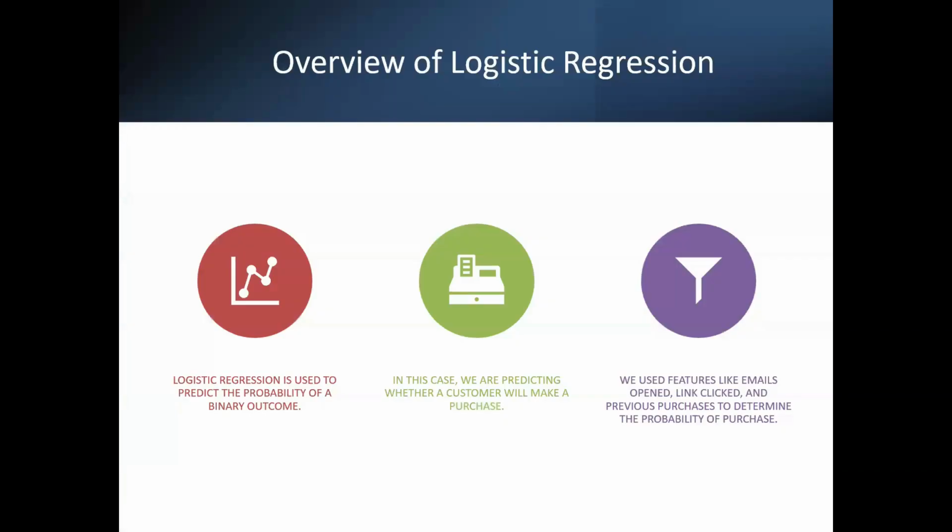We are going to interpret the results from Excel for logistic regression. Logistic regression is used to predict the probability of a binary outcome. Is it yes or no? In this case, we are predicting whether a customer will make a purchase. We used features like emails opened, link clicked, and previous purchases to determine the probability of purchase.